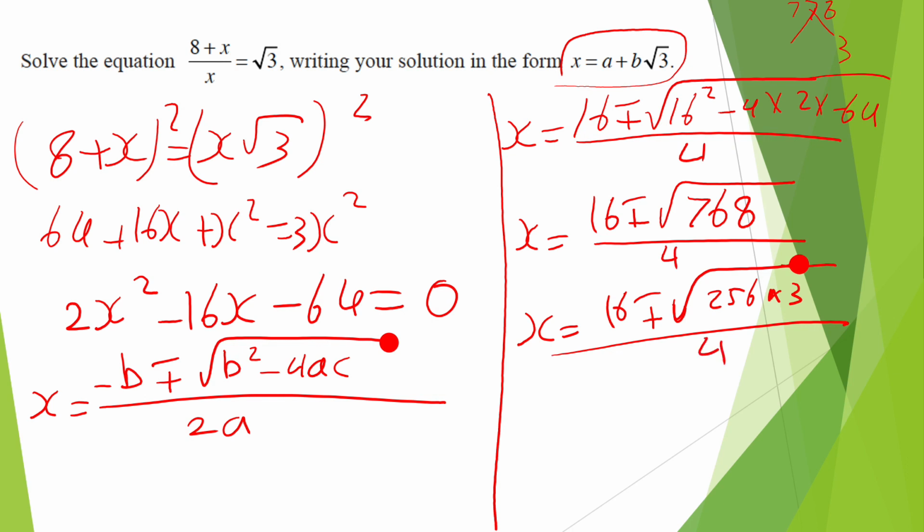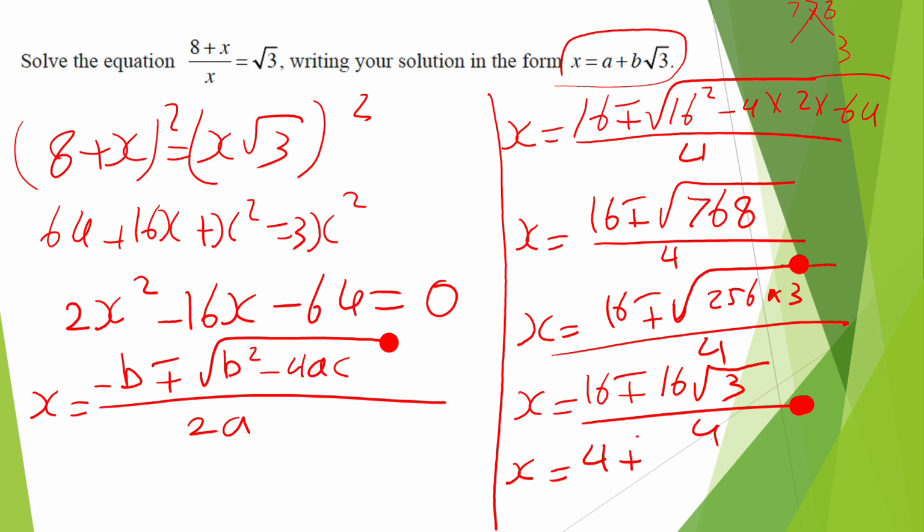Now I will take the 256 out of the square root, because you can find the square root of that. So x equals 16 plus or minus 16 square root of 3, over 4. Now I can take 4 as a common factor to get rid of the denominator of 4, and I will end up dividing by 4, so it's 4 plus or minus 4 square root of 3, and that will be your final answer.